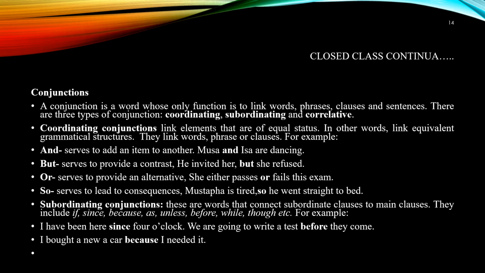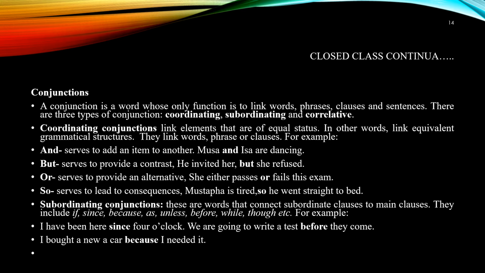That's why we use conjunctions to link them together. Another example is but. But serves to provide a contrast, that is, two contrasting views. He invited her, but she refused. So invitation and refusal, you can see they are contrary, so we use but to link them up. We also have or. We have so.